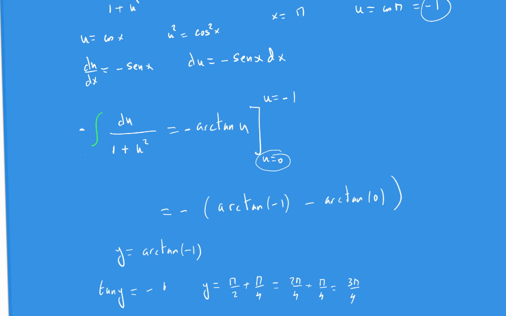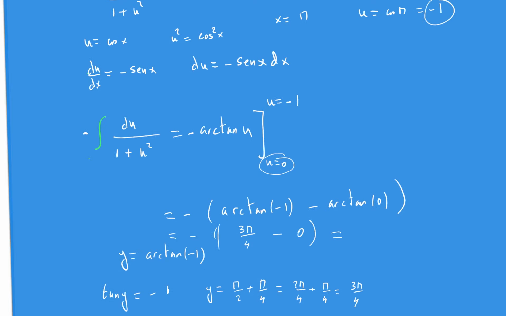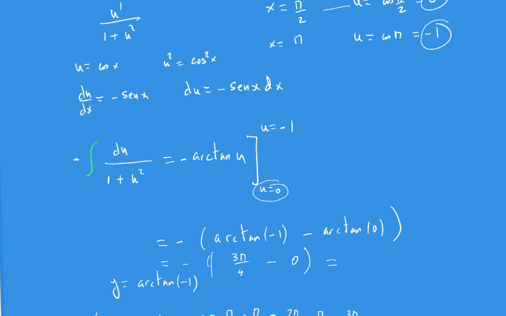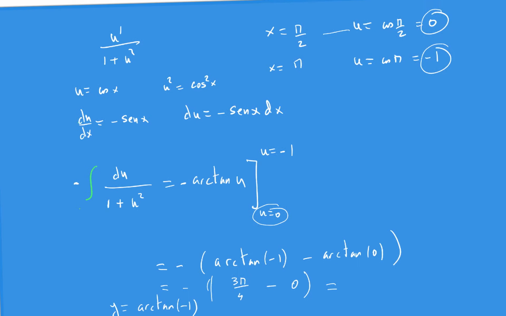So the equation will be equal minus 3 pi divided by 4 minus arctangent of 0, and arctangent of 0 is 0. We saw it in the first problem. So the area will be minus 3 pi divided by 4. I'm not sure about the minus sign. I think that this area should be positive.